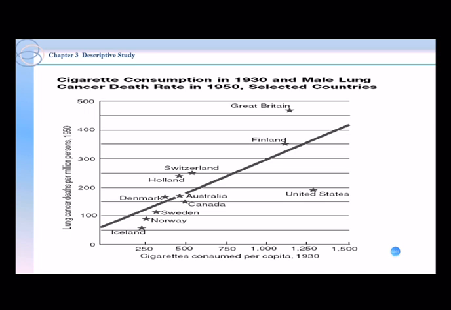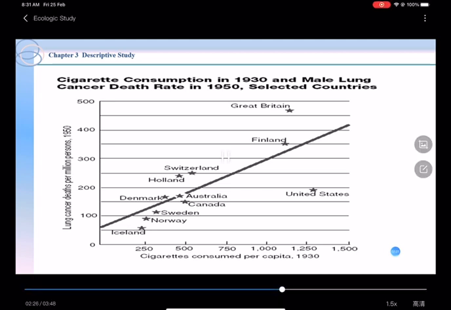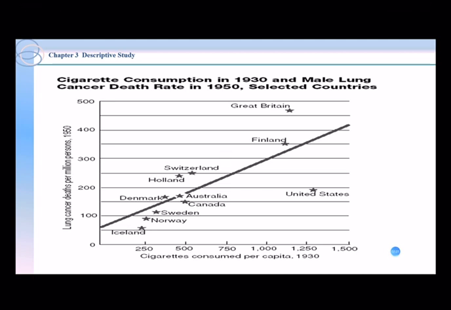So based on this study result, we can have clues that maybe the cigarette consumption is a risk factor for lung cancer deaths, which now we know is a fact. But in the early time, we only had these clues.